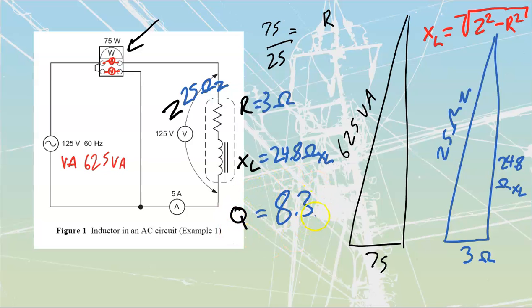8.3. Note that there's no units for the Q. It's simply just a ratio. It's got a Q of 8.3. Perfect. That's our first one.